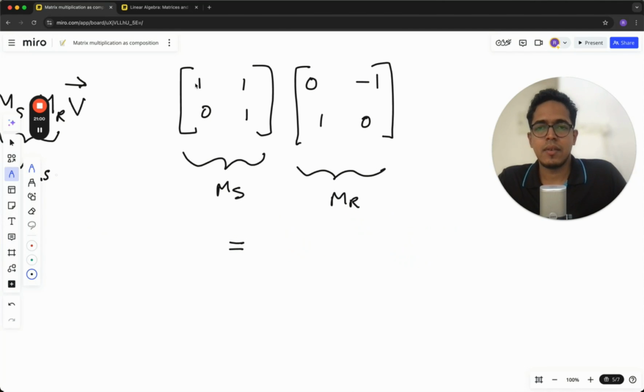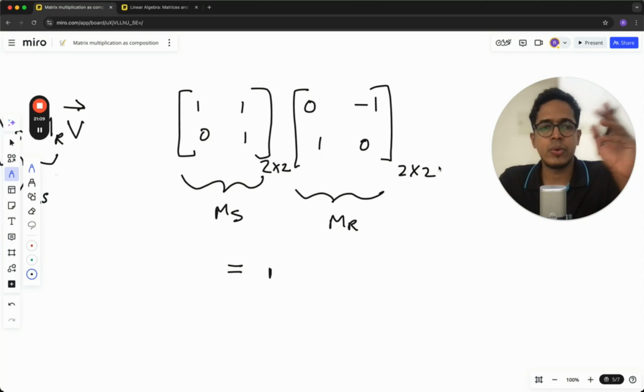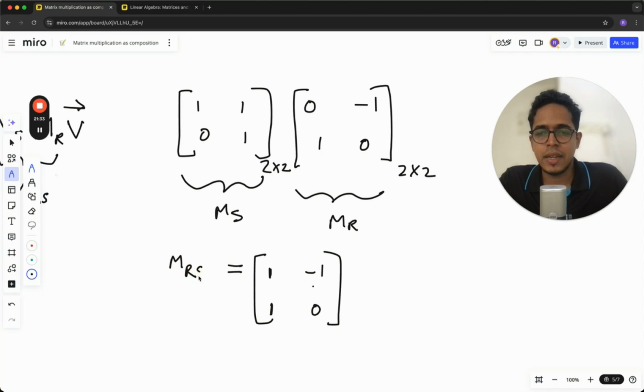First of all, what should be the output dimension? This is 2 by 2, and this is 2 by 2. So if we multiply 2 by 2 matrices, the output is also 2 by 2. We get 1 times 0 plus 1 times 1, that is 1. That is the first element. Then 1 times -1 plus 1 times 0, so that will be -1. Then 0 times 0 plus 1 times 1, so that is 1. And then 0 times -1 plus 1 times 0, this is 0. So this is the composite matrix, which denotes first rotation and then shear.